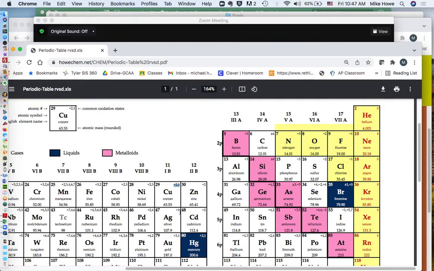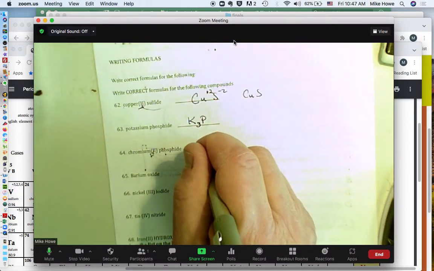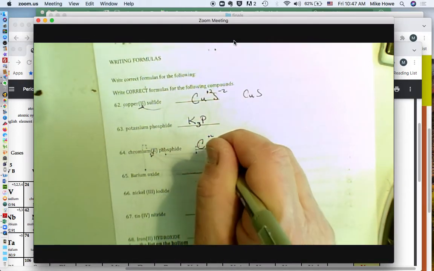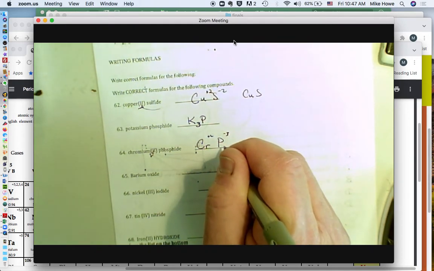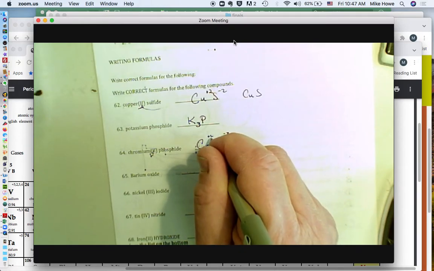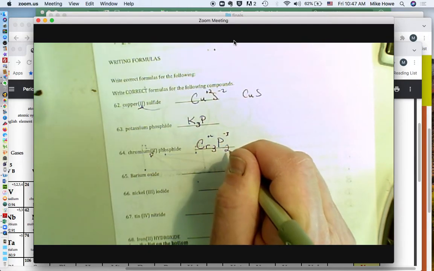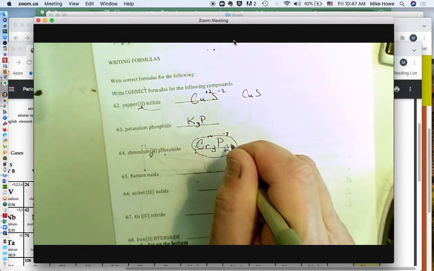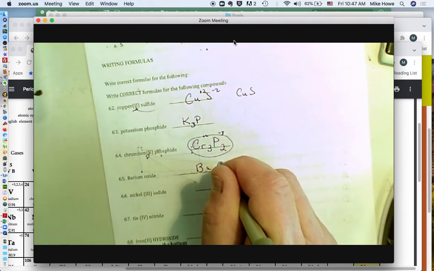Next one's chromium 2 phosphide. If it's chromium 2, you know chromium's got a +2 charge, and phosphide we just looked up as -3. So now we have to find a common multiple of 2 and 3, so that'd be 6. You multiply 2 times 3 to get 6, you multiply 3 times 2 to get 6, so our final answer is Cr3P2.